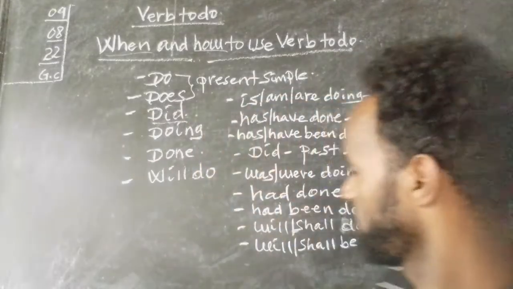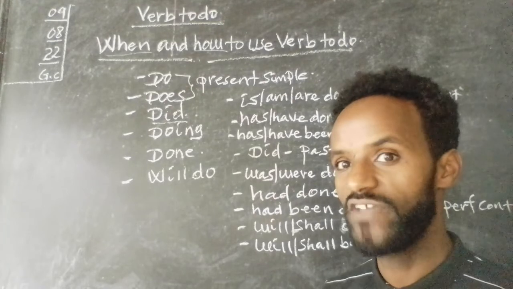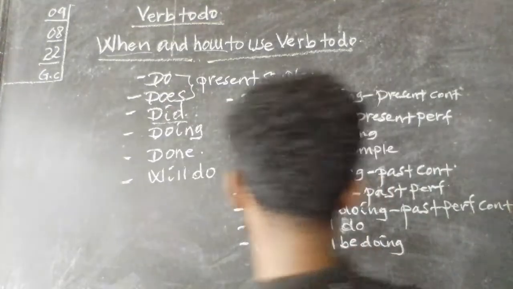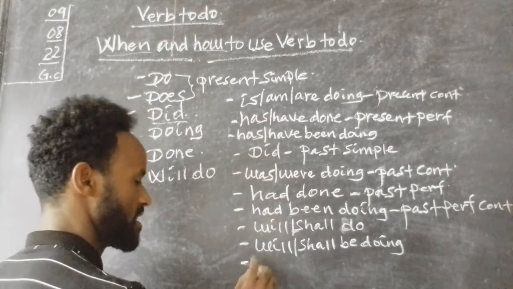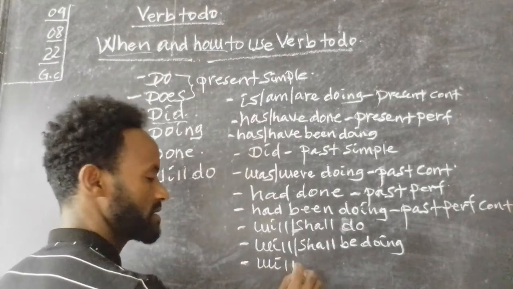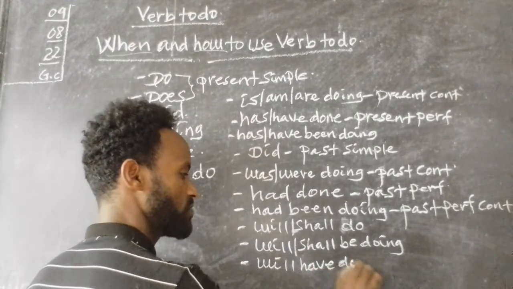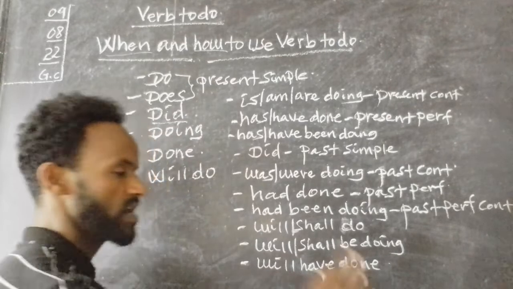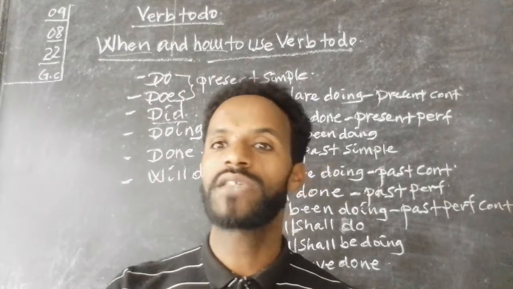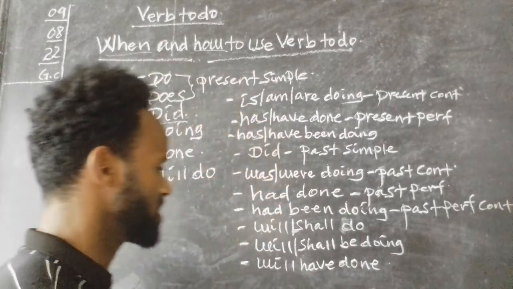Another one is the future perfect of the verb to do. So how can we form it? It will be like this: will plus have plus verb 3, which is what? Done. So you can say will have done is the future perfect of the verb to do. And the last one is what?